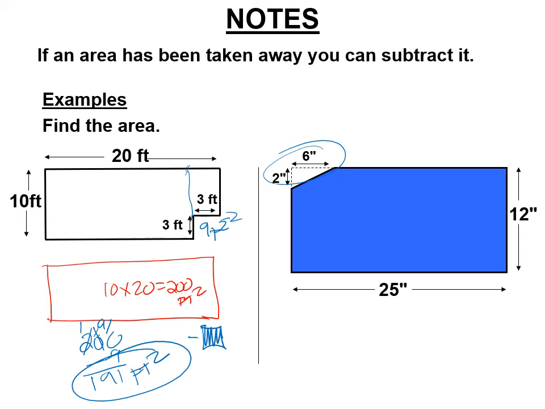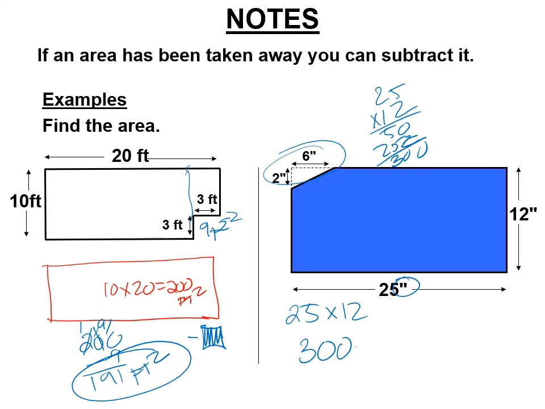All right, so the blue one, if there was no triangle taken away, it would be 25 times 12. What's 25 times 12? That's 50, step over. I'm getting 300. So the blue one would have been 300, and these mean inches, 300 square inches. But we took away the triangle, so that's the rectangle in blue.